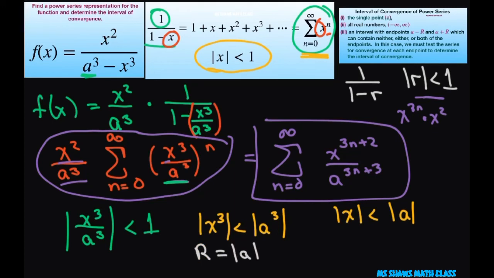And by definition, this can be written like this. Let's put absolute value on here. Since it was cubed, we have to keep the absolute value on there. So this is your interval of convergence. It's simpler to write this as the interval of convergence is negative absolute value of a, comma, absolute value of a.